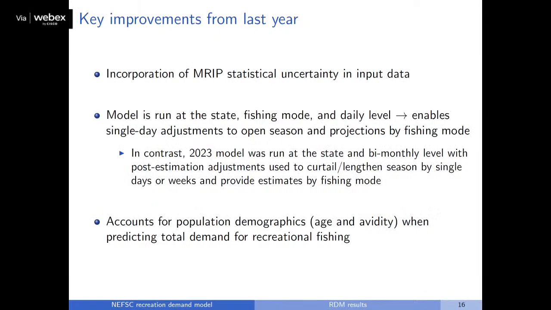I want to touch on some key improvements from last year's version of the model. I think the biggest improvement was incorporating the MRIP statistical uncertainty in the input data. Second, we run the model at the state, fishing mode, and daily level, which enables users of the tool to adjust the open season by single days or weeks and obtain projections by fishing mode.